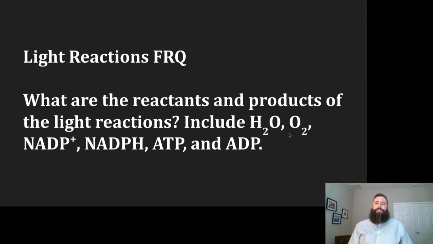So I'd like you to include an answer to this FRQ within your notes. Create a T-chart, a T-table. One side could say the reactants, or what is used in the light reactions, and on the other side of your T-chart you can have the products, or what is made during the light reactions. Then I want you to put H2O, O2, NADP, NADPH, ATP, and ADP into one side of that T-chart. We'll go over the answers next time I see you. I hope this was helpful.